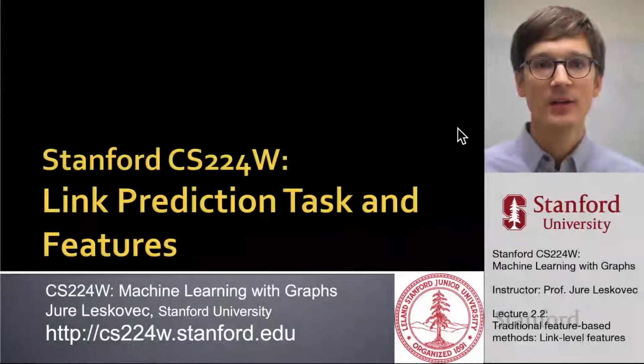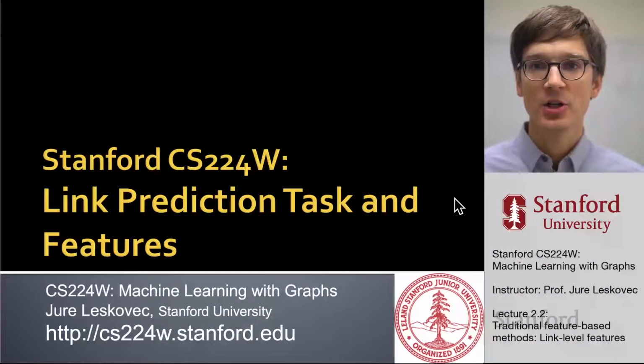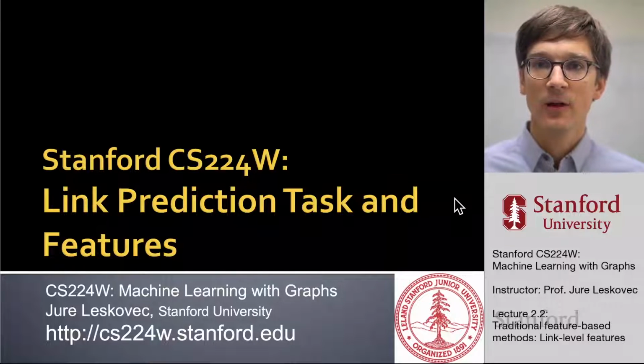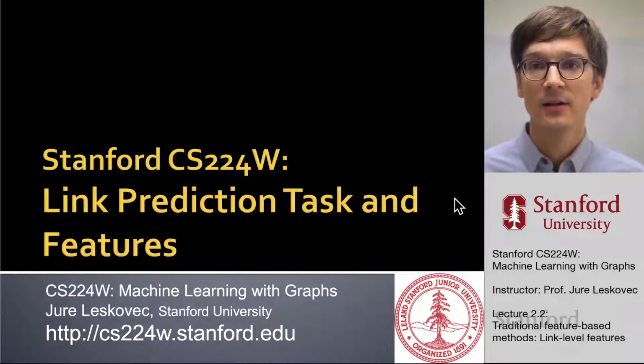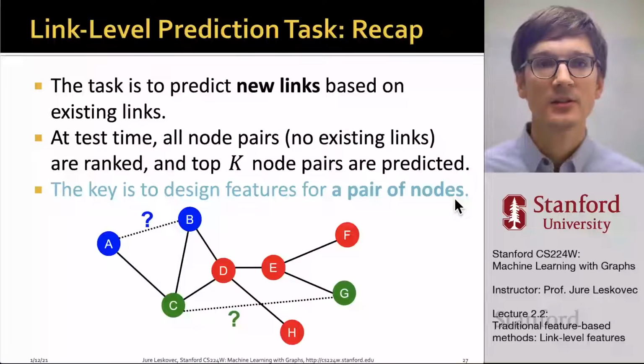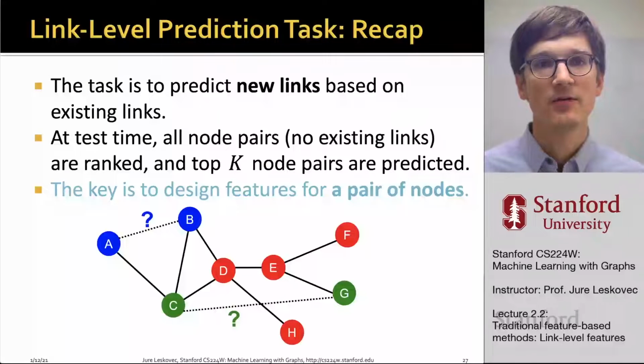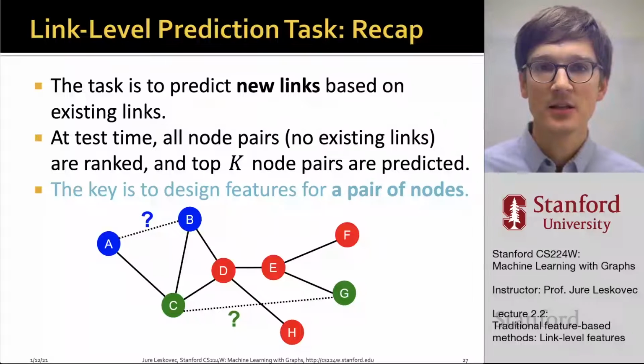We continue with our investigation of traditional machine learning approaches to graph level predictions, and now we are going to focus on link prediction tasks and features that capture structure of links in a given network. So the link level prediction task is the following. The task is to predict new links based on the existing links in the network.